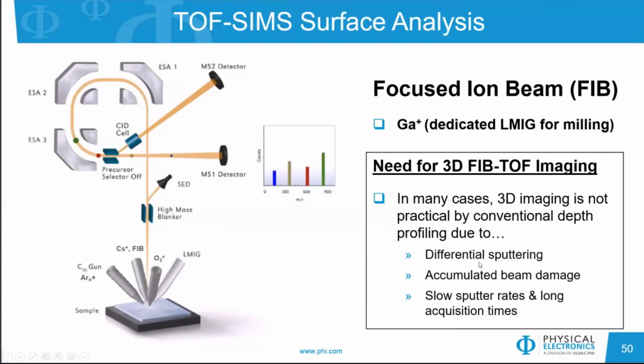Because traditional depth profiles have differential sputtering, you can accumulate beam damage, as we saw with the aerogel, and you can have slow sputter rates and long acquisition times. So these can all be mitigated by using a FIB-TOF analysis.